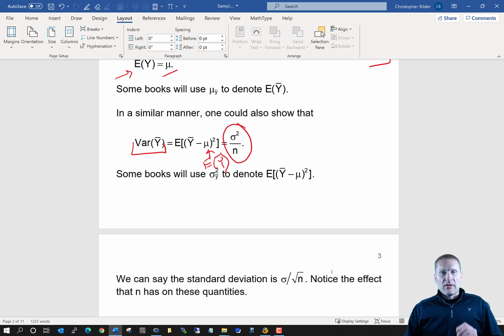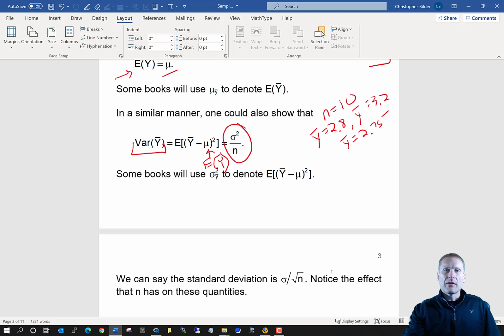Note the role the sample size plays here. Let's say I was taking samples of size 10 relative to this GPA example. Maybe one time I observe a y bar of 2.8. The next time y bar equals 3.2. Maybe the next time I get 2.75 and so on. So you can see there's going to be variability there.